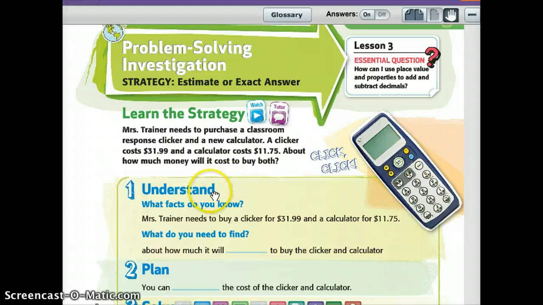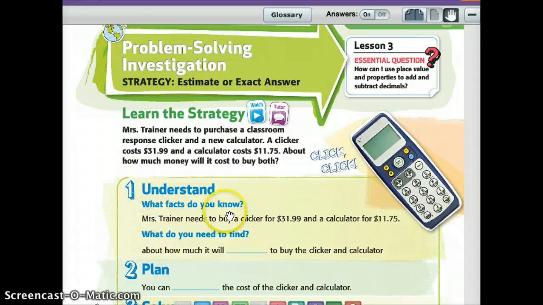So in this case, though, they're talking about a problem where it would say Mrs. Trainer needs to purchase a classroom response clicker and a new calculator. A clicker costs $31.99. The calculator cost $11.75. About how much money will it cost to buy both? So this is more like a realistic situation where you would just in your head figure out how much it would cost. So since it says about in the question, we know that we can estimate.